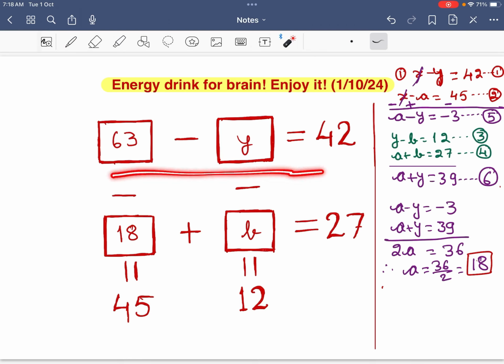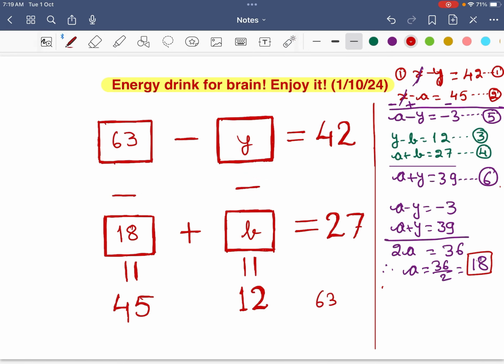Okay, now here let's see this one. You are getting 63. 63 minus y is equal to 42 you are getting, right? Therefore, let us shift this y to here and let us bring this 42 to here. Therefore, y is equal to 63 minus 42. Signs will be changing, and that is equal to 3 minus 2, 1. Okay, 6 minus 4, 2. So, y is equal to 21.